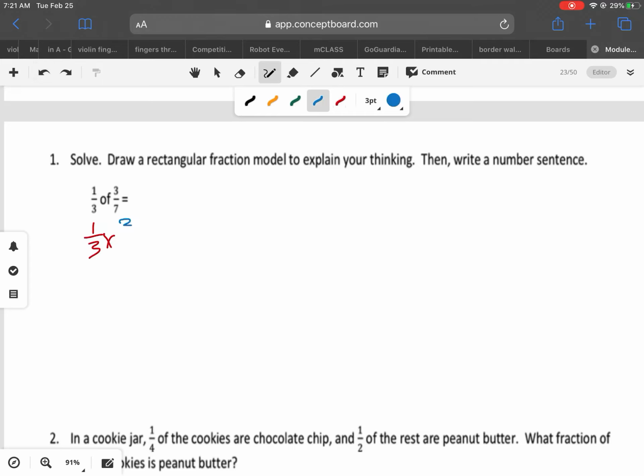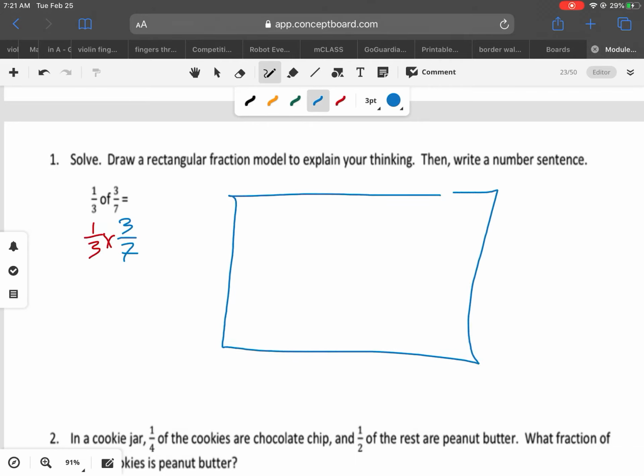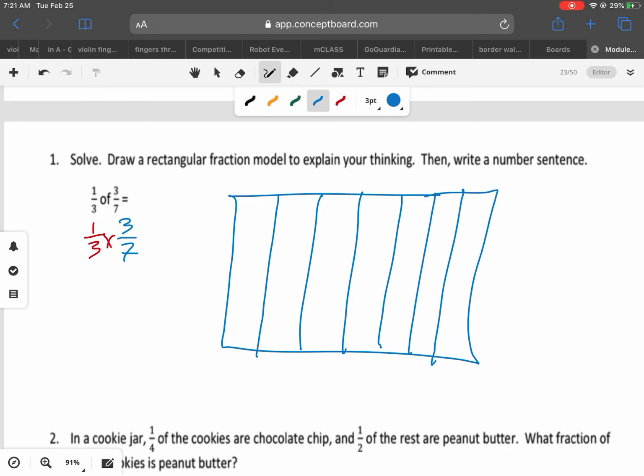Let me give you a little bit more color coding to help you. So first what we're going to do is we're going to draw our rectangular fraction model, and we are going to cut it into sevenths. Alright, we did sevenths because right here there's sevenths. Now we're going to shade in 3 of them. Why 3? Well, that's the second one. 3/7 is what we're doing here.